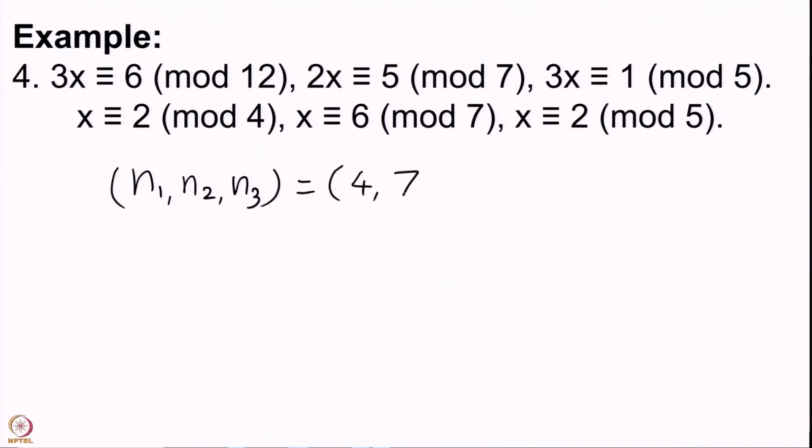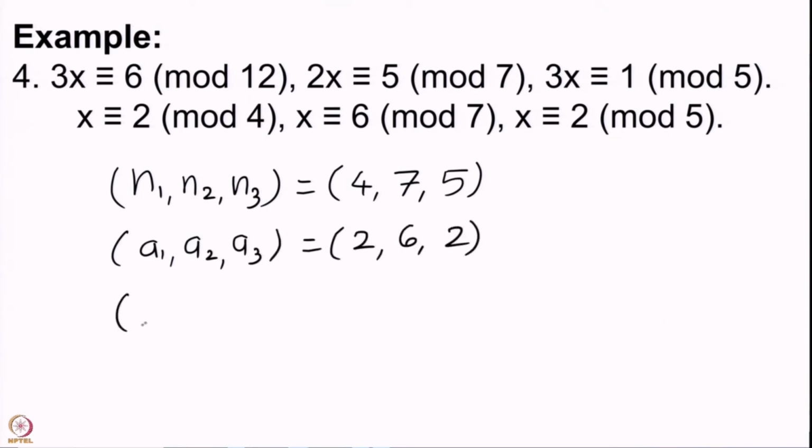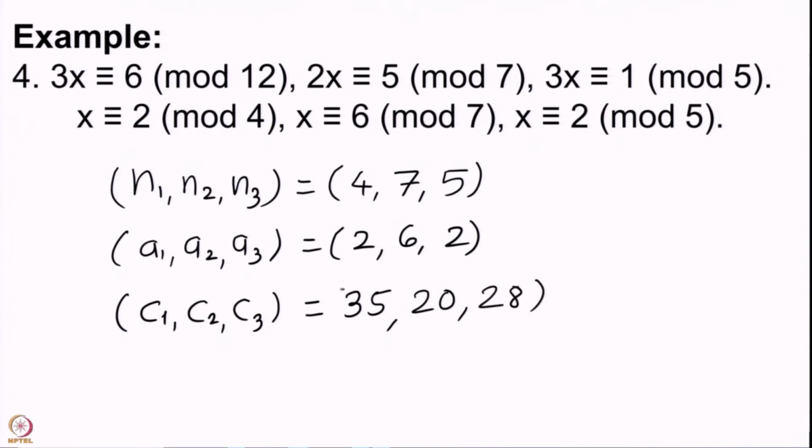These are given 4, 7 and 5. A1, A2, A3 are 2, 6 and 2, and then we compute C1, C2, C3. C1 is the product of N2, N3. So, this is 35. C2 is the product of N1, N3. So, this is 20, and C3 is the product of N1, N2. So, we get 28.